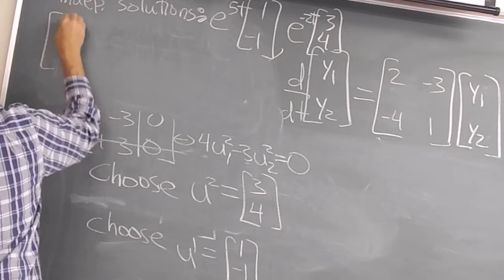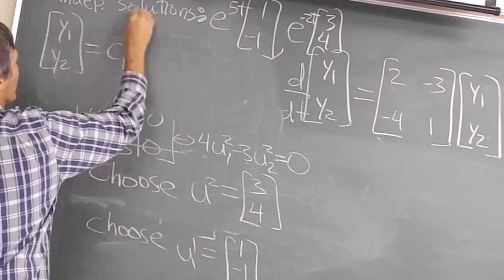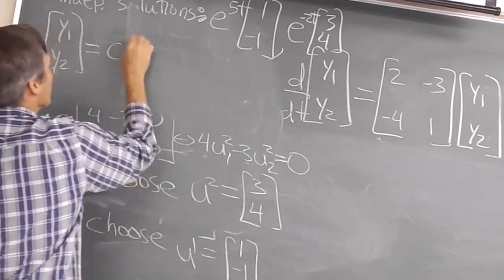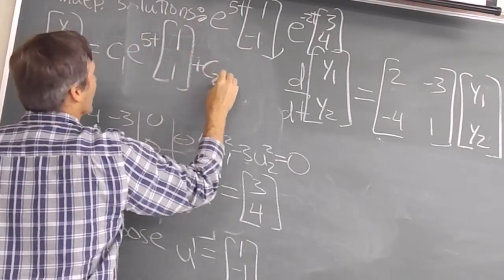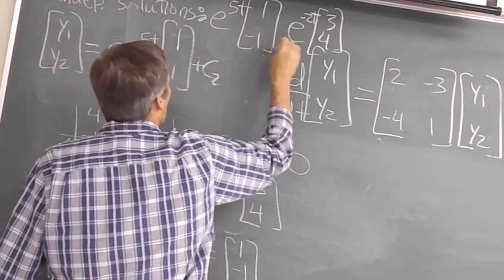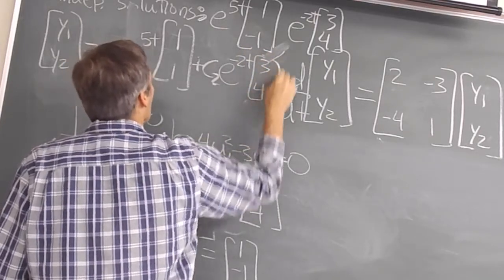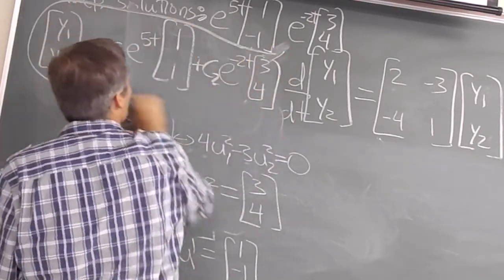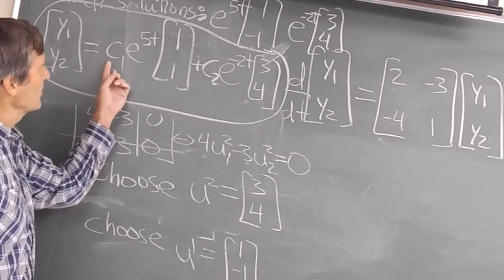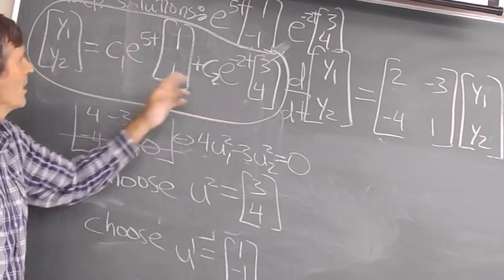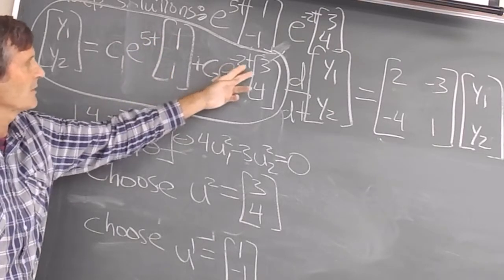y the vector, let's call it y1, y2, equals an arbitrary constant, c1 if you like, times the first solution, e to the 5t, 1, 1, plus an arbitrary constant times the second solution, right? E to the minus 2t, 3, 4. There's the answer to our problem. This is the general solution of a homogeneous system of linear equations. It's C1 first solution plus C2 second solution, where the first solution is e to the eigenvalue t eigenvector, and the second solution is e to the eigenvalue t eigenvector.